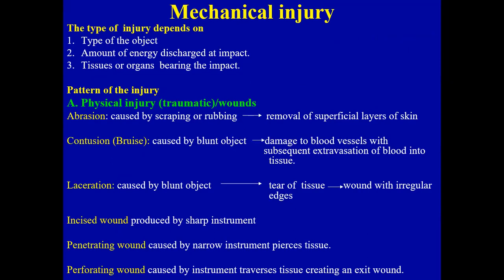Now we come to injury by physical agents, which includes ionizing radiation. The type of injury depends on the type of the object, amount of injury, discharge at impact, and the tissue or organ bearing the impact. The patterns of physical injury, traumatic or wound: abrasion is caused by scraping or rubbing, meaning removal of the superficial layer of skin; contusion or bruise is caused by a blunt object, damaging blood vessels with extravasation of blood into the tissue; laceration is caused by a blunt object, tearing tissue and making a wound with irregular edges; incised wound is produced by a sharp instrument; penetrating wound, a narrow instrument pierces the tissue; and perforating wound is caused by an instrument traversing tissue, creating an exit wound.